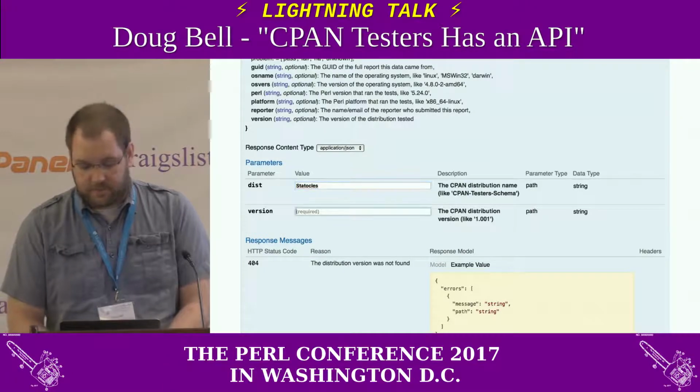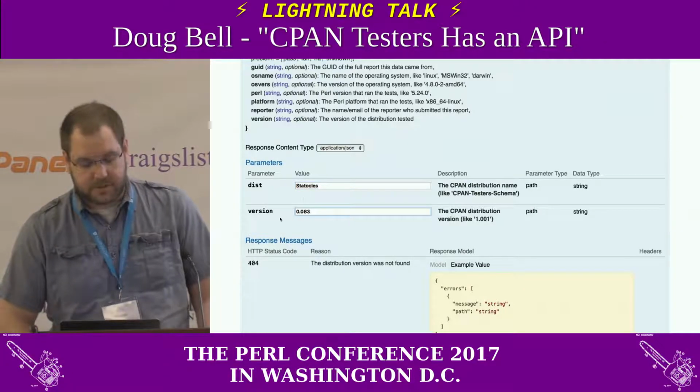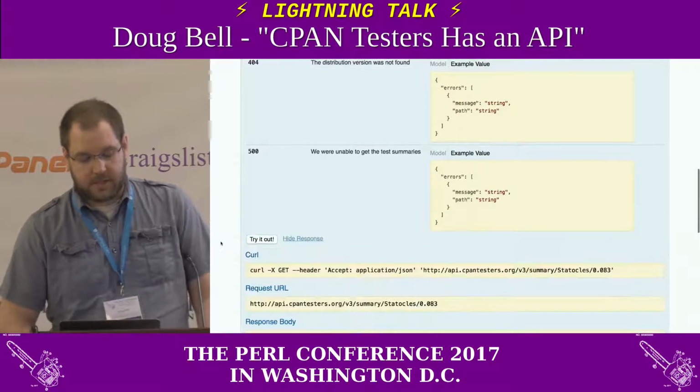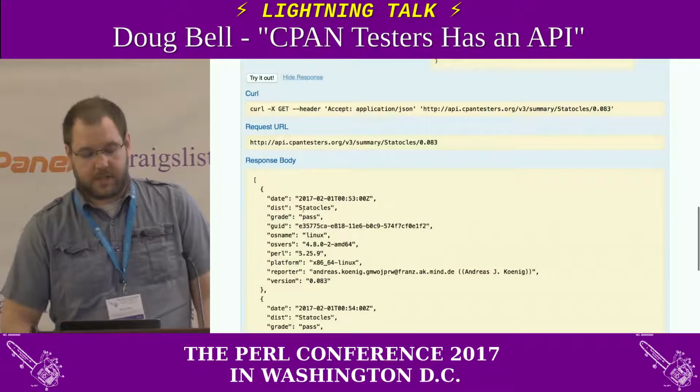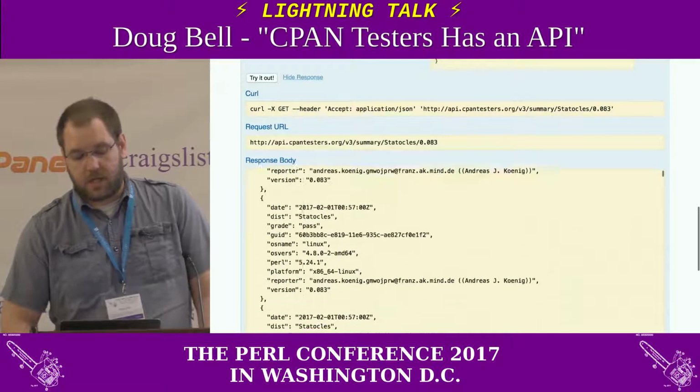So I can, for example, put in one of my dists and versions, click on the Try It Out button. It shows me this is the request that I made, the URL I went to, and here's the data that I got back.